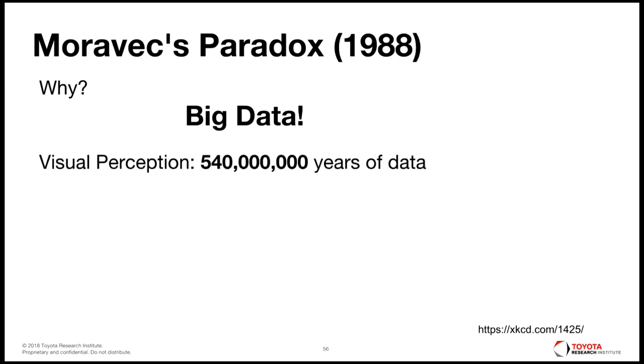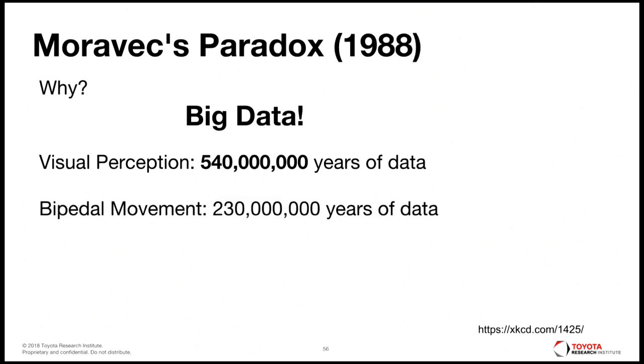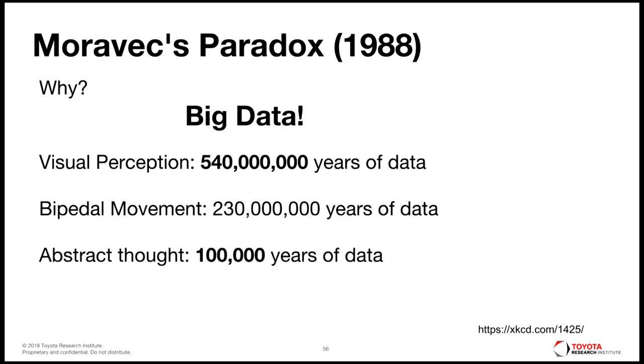Okay. So the reason I say it's big data is visual perception. Basically, through the evolutionary process, we have been through 540 million years of data for training our visual perception system. And bipedal movement, starting to walk on 2 feet, etc., 230 million years of data in evolution. Abstract thought, 100,000 years, way, way less.